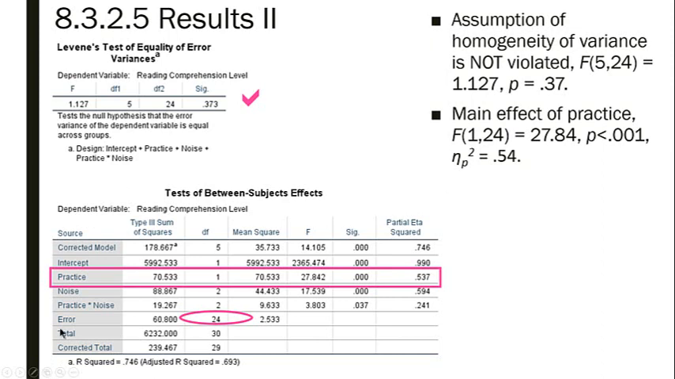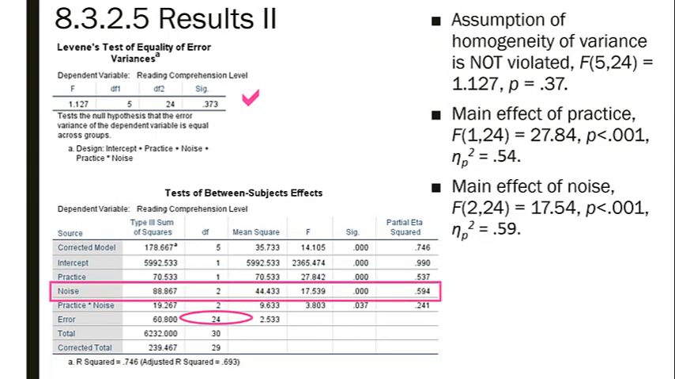Oh, and we get the denominator degrees of freedom from this error row in all cases for factorial analysis of variance. So there is a main effect of practice with an F ratio with 1 and 24 degrees of freedom of 27.84, a p-value less than 0.001, and a partial eta squared of 0.54.